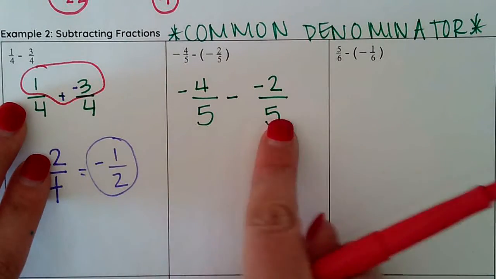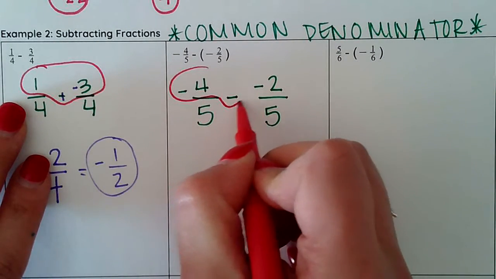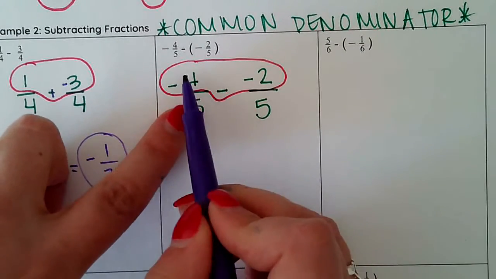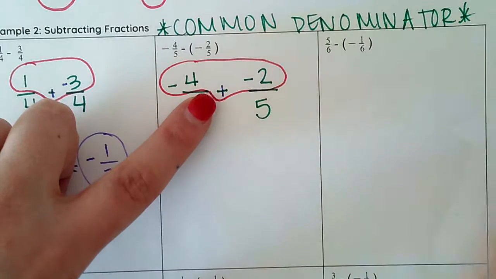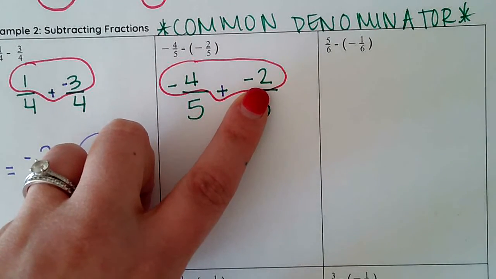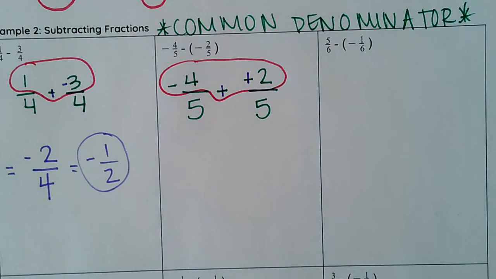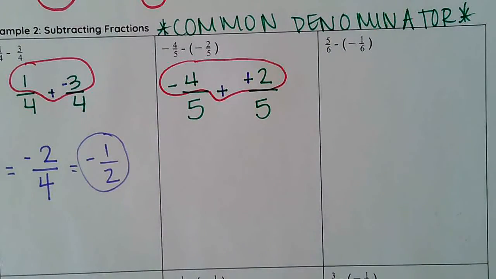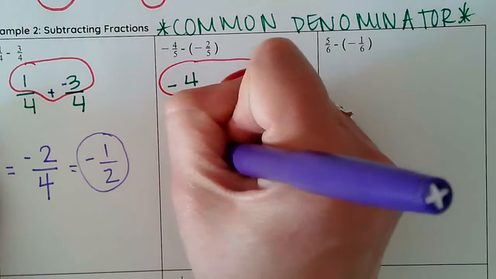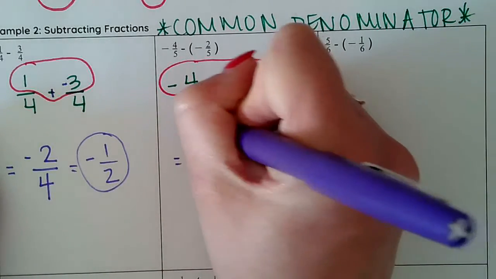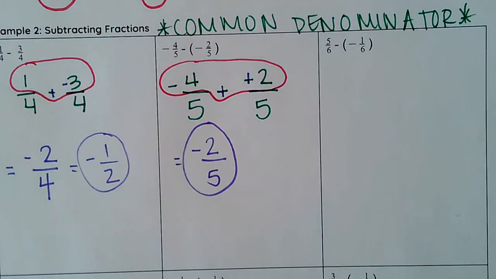Again, since I already have denominators that are matching, I focus on my numerators. This stays the same. This flips to addition. And then I find the opposite of -2. The opposite of -2 is +2. So now I just go ahead and add like I normally would. -4 plus -2 is going to get me -2. My denominator stays the same, so I've got -2/5.